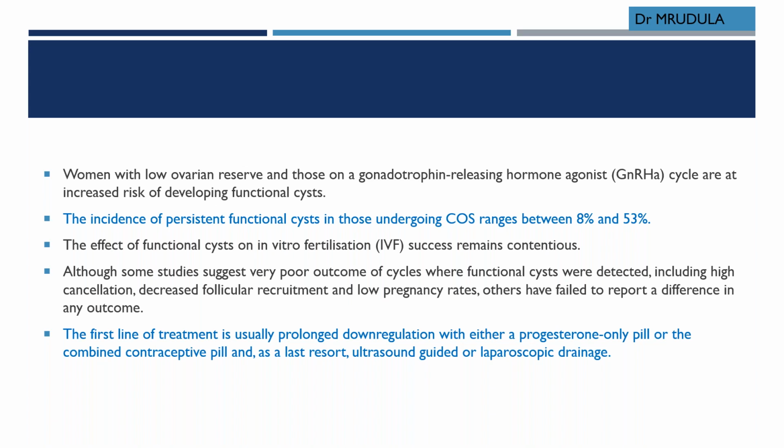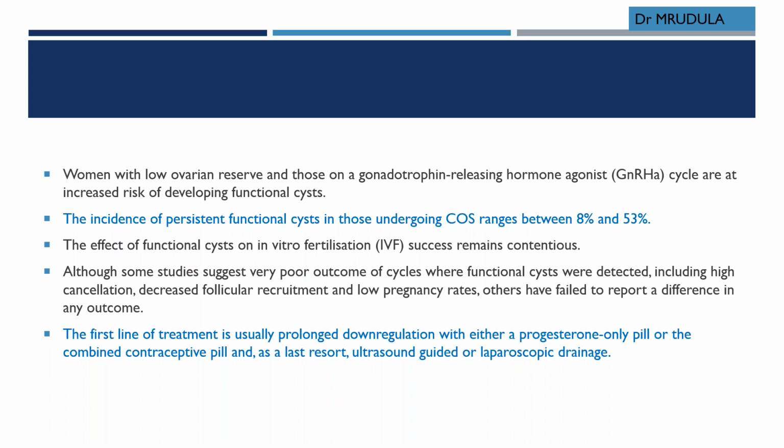In patients undergoing ovarian stimulation, the incidence of persistent functional cyst is between 8 to 53%. But what is the effect of the cyst on IVF? It remains contentious, still not properly described. Some studies suggest a very poor cycle outcome because of high cancellation rate, decreased follicular recruitment, and low pregnancy rate, while other studies have failed to report such problems. So still we don't have proper evidence that these cysts impair fertility in IVF cycles.